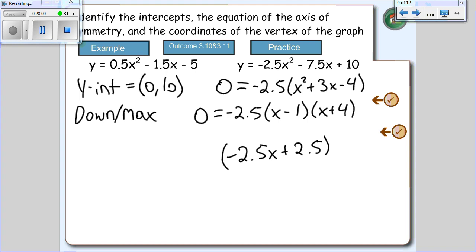Where are the x-intercepts? 1 and 0, and negative 4 and 0.